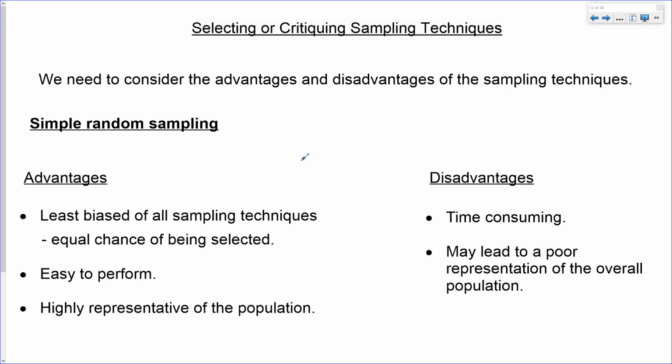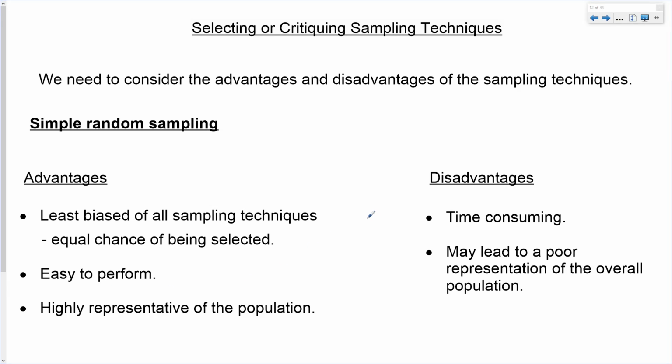When we critique our sampling procedures, there are advantages and disadvantages for each. If we're going to take a simple random sample, the advantage is that it's the least biased of all the sampling techniques, in that each person has an equal chance of being selected from the population. It's quite easy to perform, for example using a random number generator on a calculator, or using a function on a spreadsheet. And the sample is likely to be highly representative of the population as well.